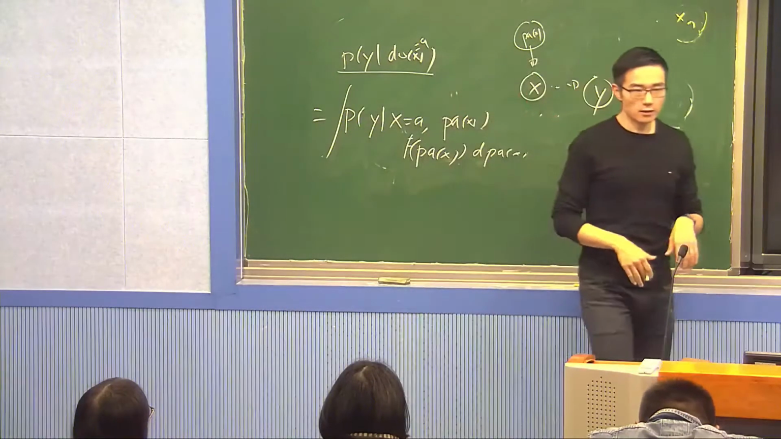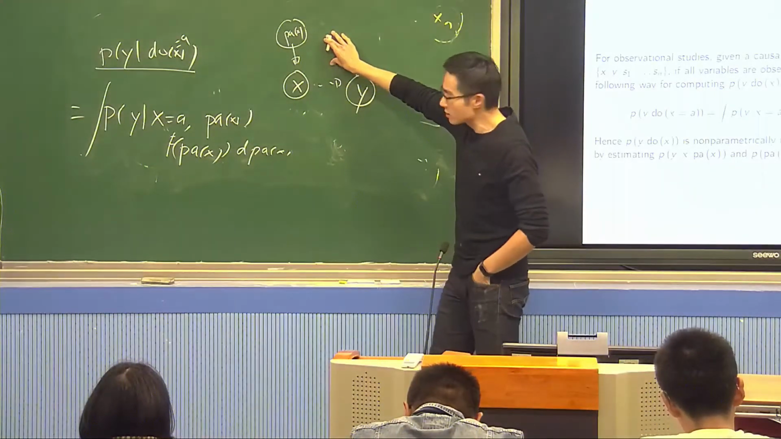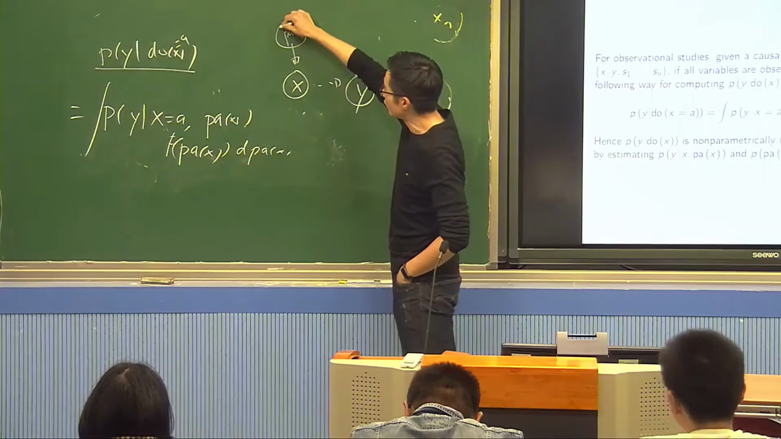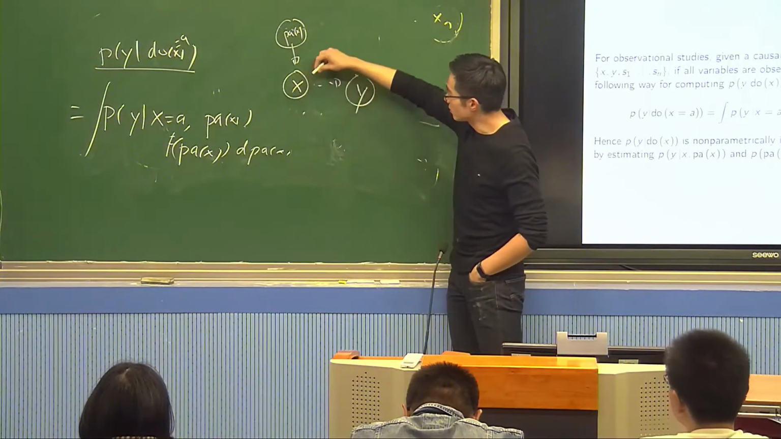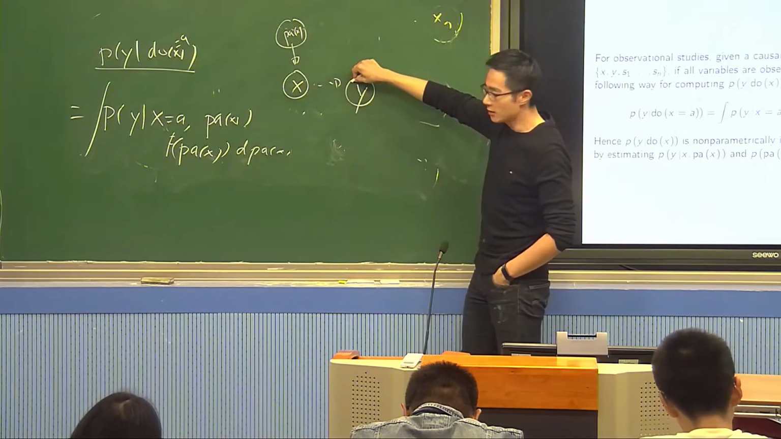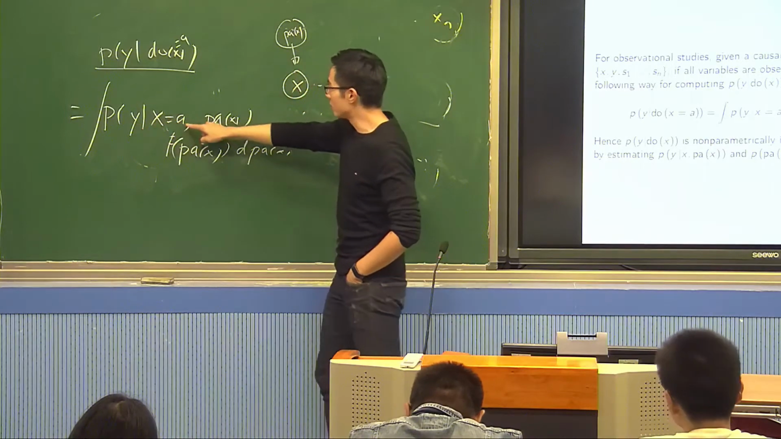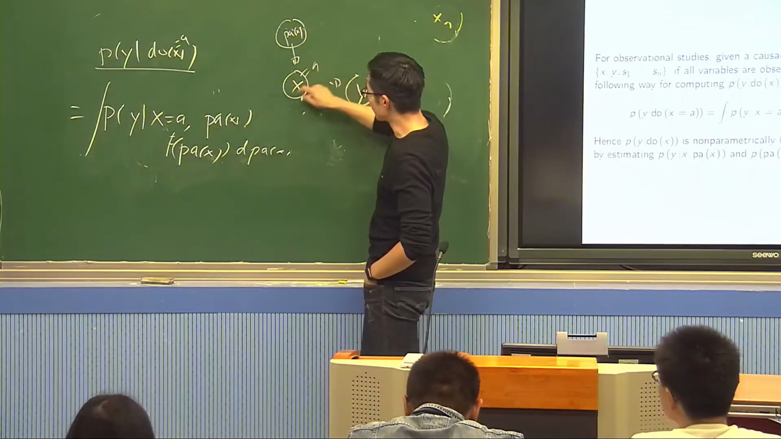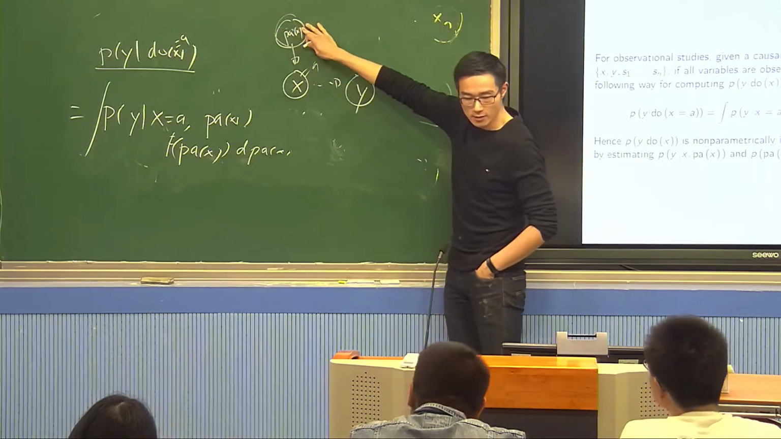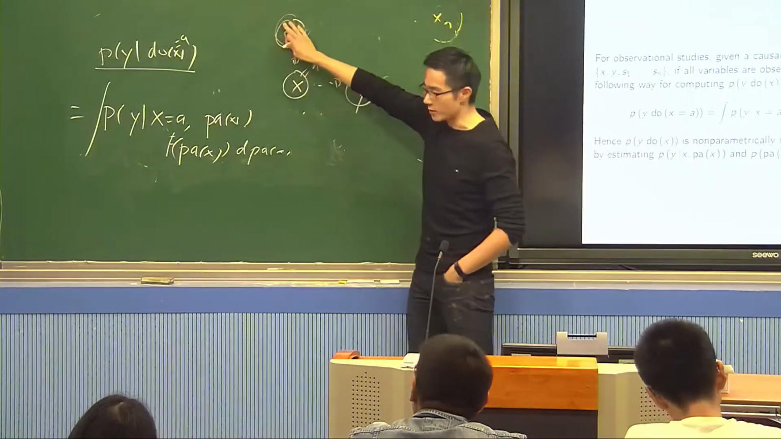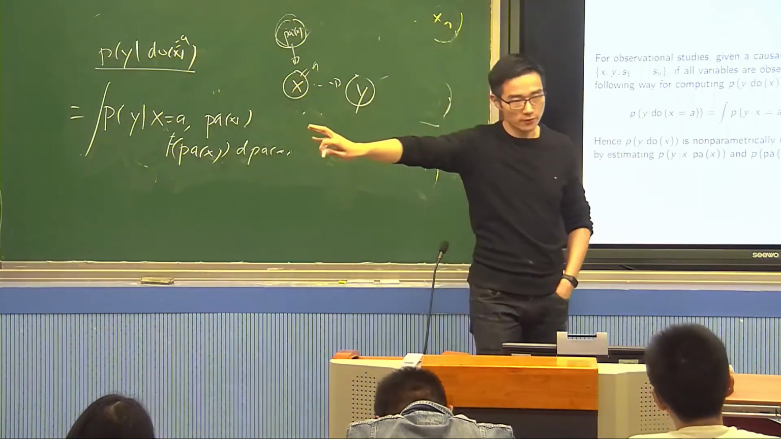So in observational data, things are slightly more complicated, but it's not really that difficult, in the sense that if we observe all the parents of x, then the causal effect of x on y can actually be written as the probability of y conditional on x equal to a and conditional on the parents. If we condition on the parents and then integrate with respect to the parents, we can get the causal effect out. Now this is actually a theorem, but I'm not going to prove it.